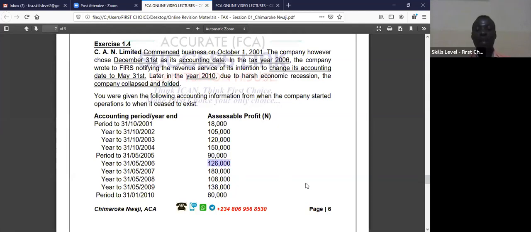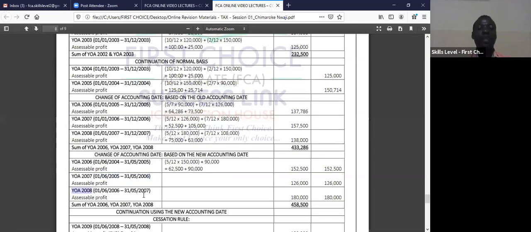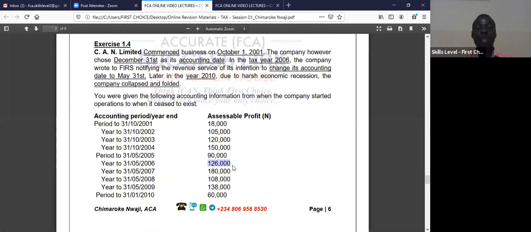That's it here. Then the next one here, year of assessment 2008. It must end in May 31st, 2007. So it must have started in June 1, 2006. So go and look at the account ending in May 31st, 2007. Is this figure? And they say it's year 2. So that's the account you are looking at, 180.